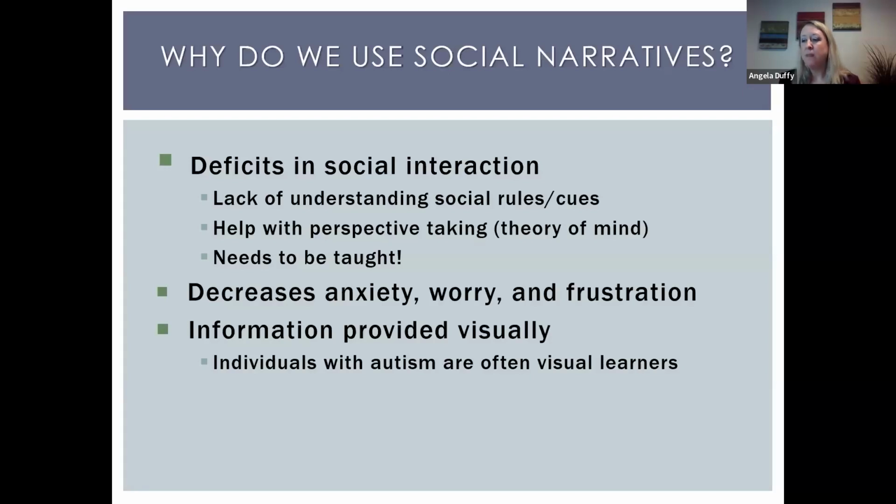And we want to make sure that this information is presented visually. So obviously social narratives, social stories, they're very visual. They are done in the individual's best learning style, so oftentimes that is visual. Autistic individuals are visual learners in many cases, so it's important that we present it that way to them.